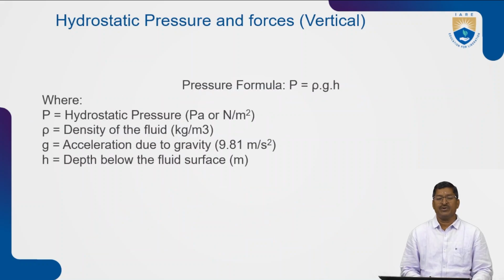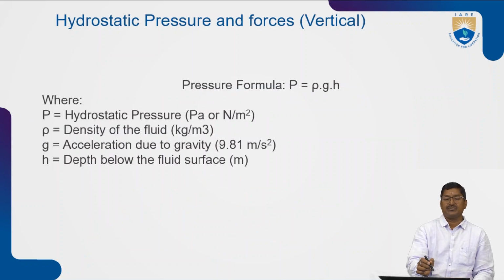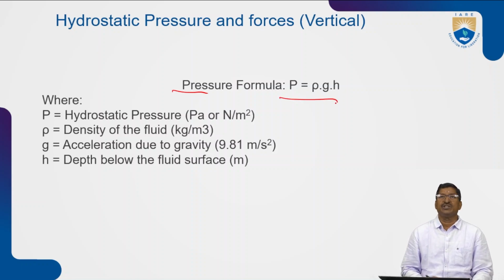Now the formula for pressure. The pressure formula is P equals rho g h, where P is the pressure at any point, and rho is the density of the fluid.